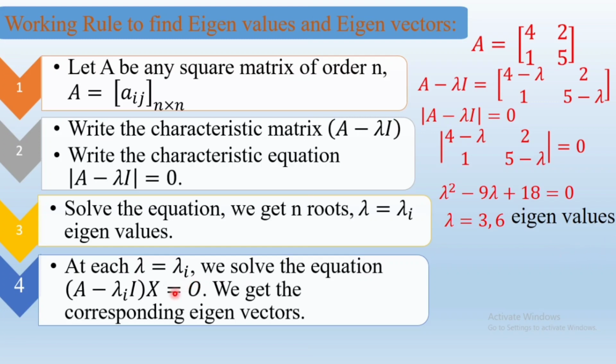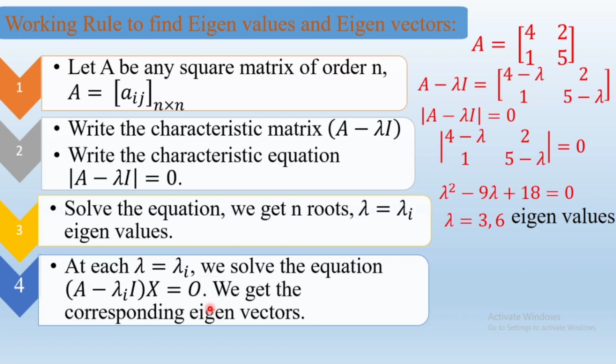Then step 4: at each lambda equal to lambda i, that means lambda is equal to 3 and lambda is equal to 6. Case 1 is lambda equal to 3 and case 2 is lambda equal to 6. We solve the equation A minus lambda I into x is equal to 0. That means A minus 3I into x is equal to 0. Now we know this is a homogeneous equation, and we know how to solve it.